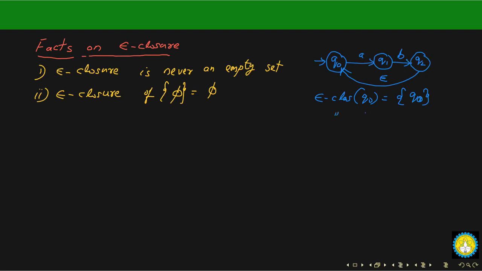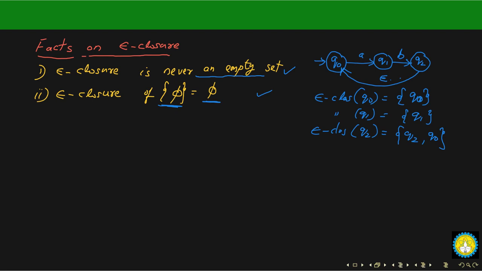Similarly, if you look at the epsilon closure of Q1, that's also going to be Q1. But look at the epsilon closure of Q2. Q2 itself is a member, and you can see that there is an epsilon transition going to Q0. So Q0 also becomes a part of the epsilon closure of Q2. So this fact is very relevant: epsilon closure is never going to be an empty set. And another one is that epsilon closure for a null set is going to be a null set. These are two facts which we may encounter while we are applying the conversions.